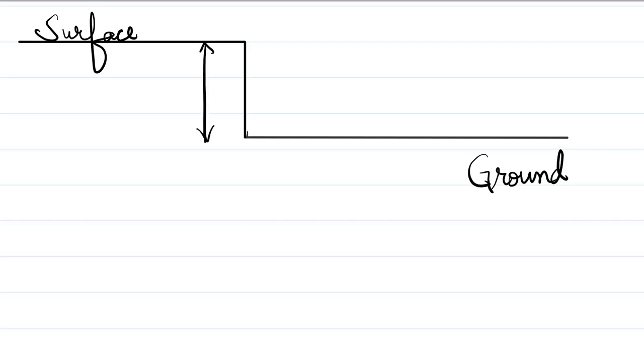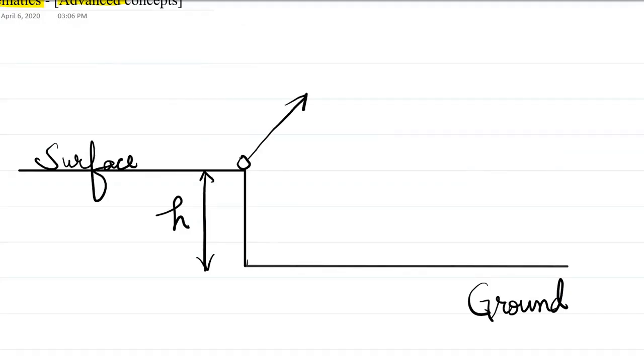So let us discuss one of the advanced concepts of kinematics. Consider a situation in which this surface is representing ground. Now this one is a surface which is at a height of h from ground. This height is given as h. Now consider a particle which is projected like this at an angle of, suppose, alpha.